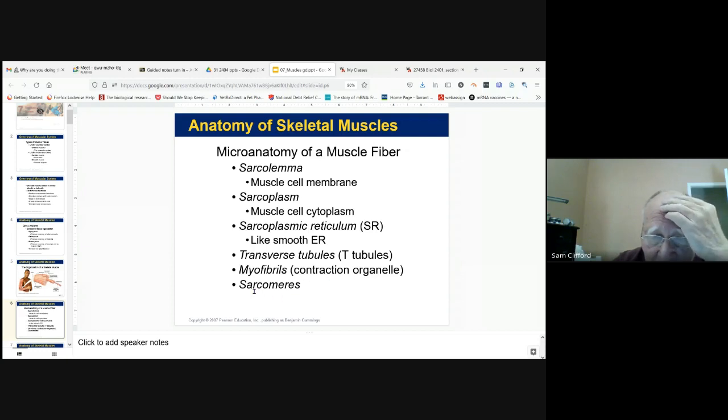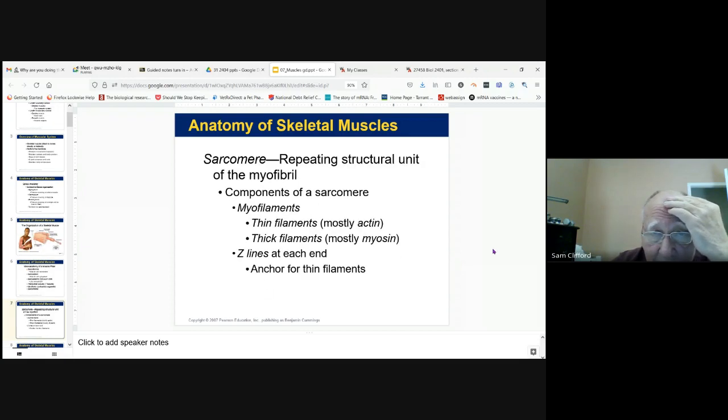Sarco means flesh, flesh part. This is a Greek root, sarco. So if we continue to look at what the sarcomere is, the repeating structural unit of the myofibril, it contains thin filaments, thick filaments, and Z lines.